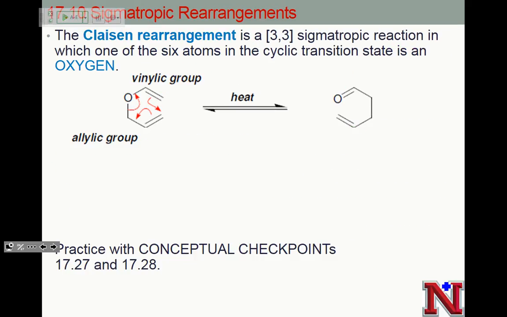Now the second 3,3 sigmatropic rearrangement is the Claisen rearrangement, and that one is exactly the same except that it contains an oxygen. So we start with an ether linkage, and then we get the rearrangement to form a carbonyl, so a carbon-oxygen double bond. And this could be an aldehyde or a ketone depending on what R groups are attached to this position. So again, the bond that's breaking is one of the carbon-oxygen bonds, and the bond that's forming is a carbon-carbon bond. And all we're getting overall is a rearrangement.